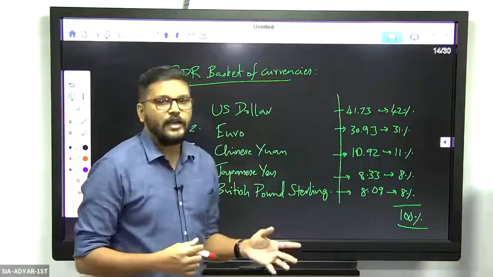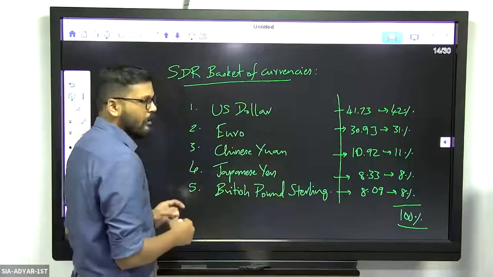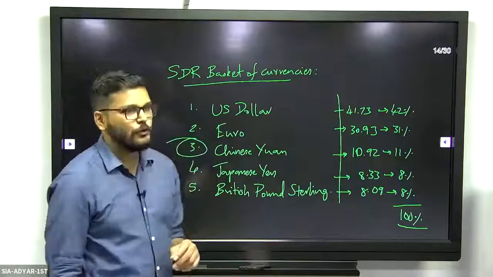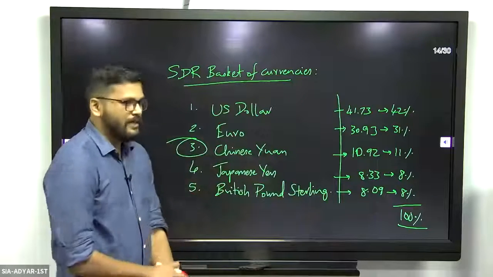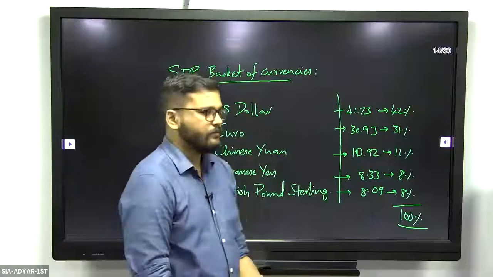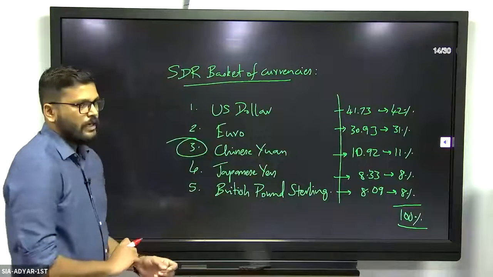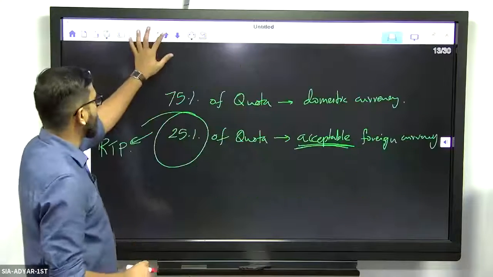Until, let's say, 5 years ago, there were only 4 currencies. The Chinese yuan was added to the basket only in 2015. All right, so that is the concept of the SDR basket of currencies.